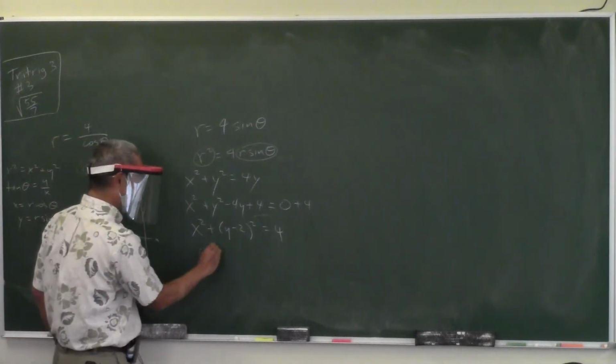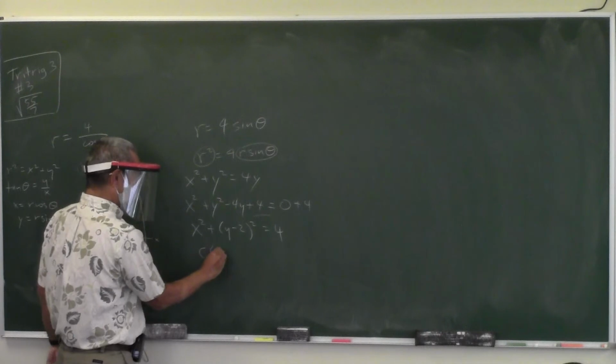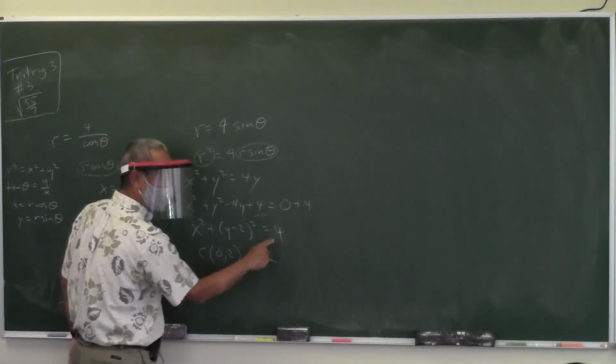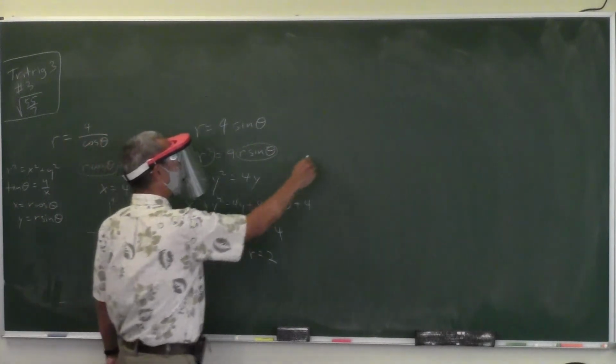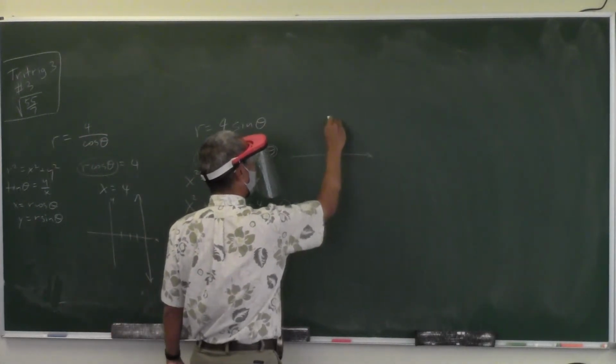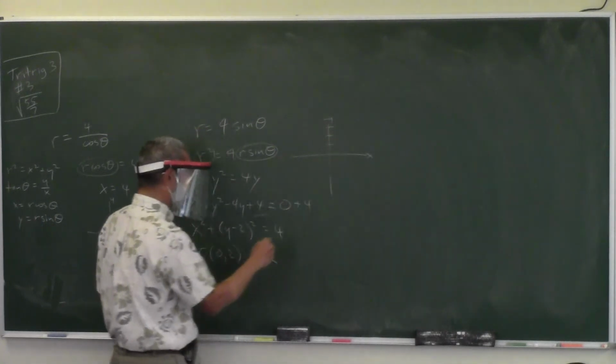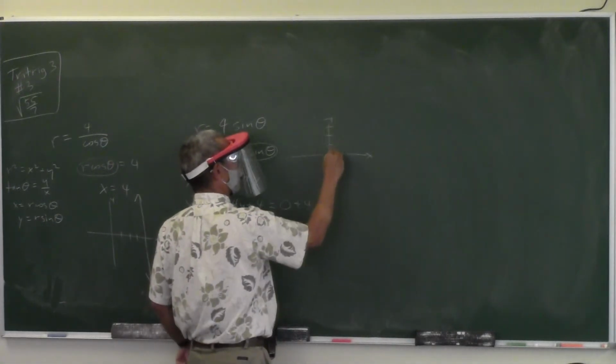What's the center? 0, 2, radius 2. Square root of that number is the radius. So if you graph it, the center is at 0, 2. Right there, there's the center. And the radius is 2, so it's going to look like this.